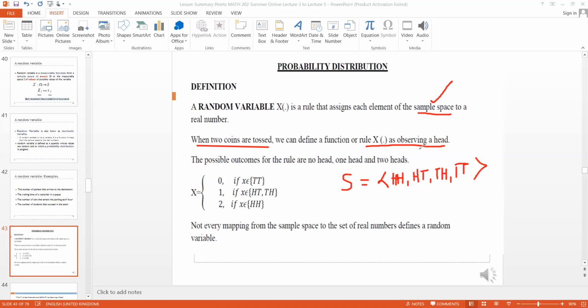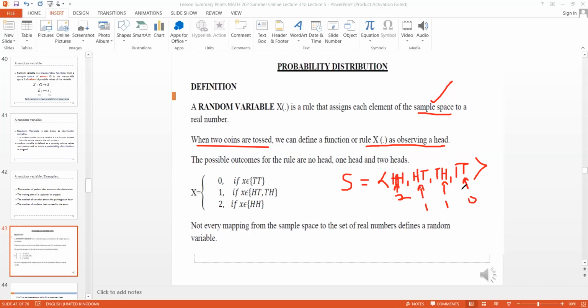Good. So the question is, how do we do the assignment? The rule says that we are observing a head. So we are only going to count the number of heads in each outcome. So we come here, how many heads do we have here? We have 2 heads. There are 2 heads in this outcome. When you come here, how many heads do we have? We have just 1. When you come here, there are how many heads? You have 1. And then when you come to the last outcome, there are 0 heads, no head at all.